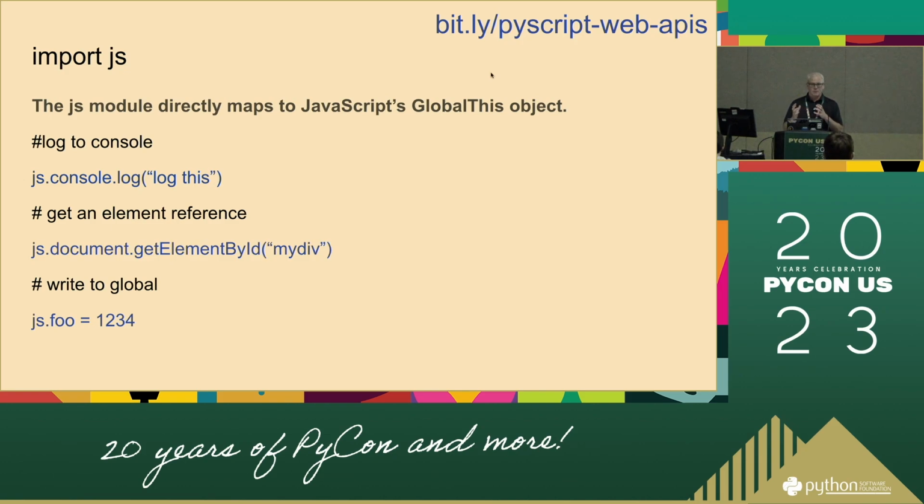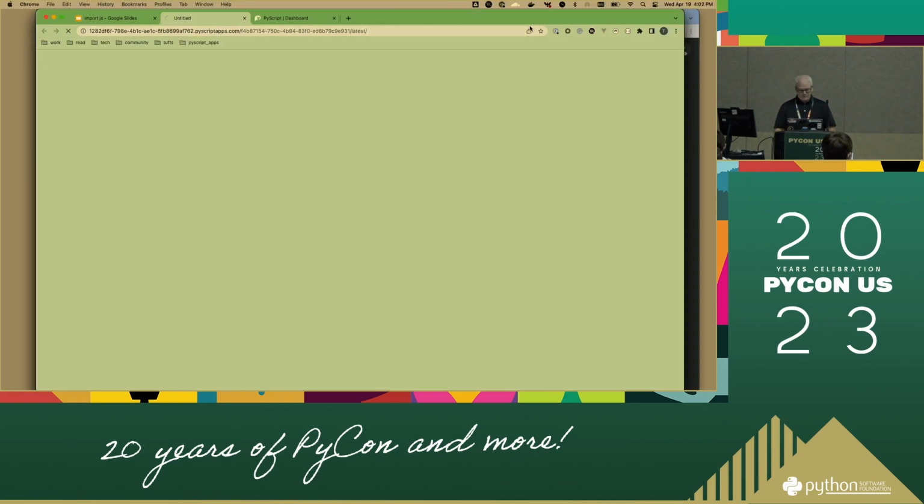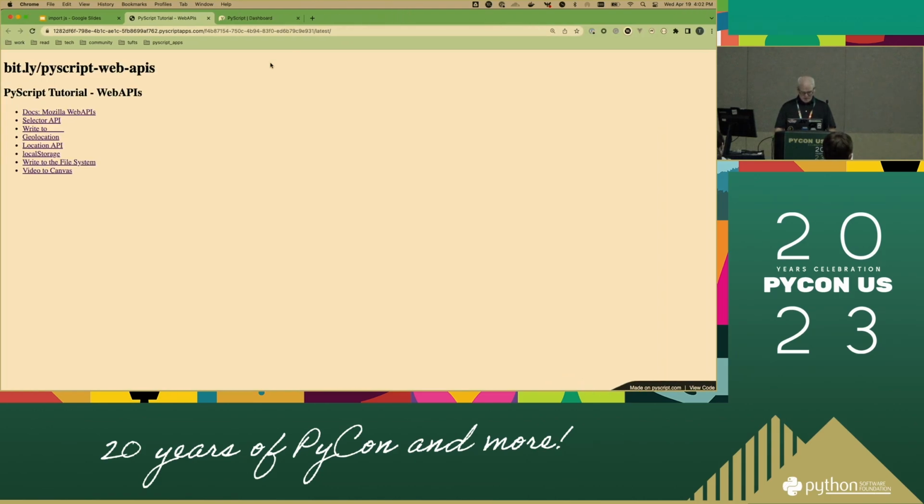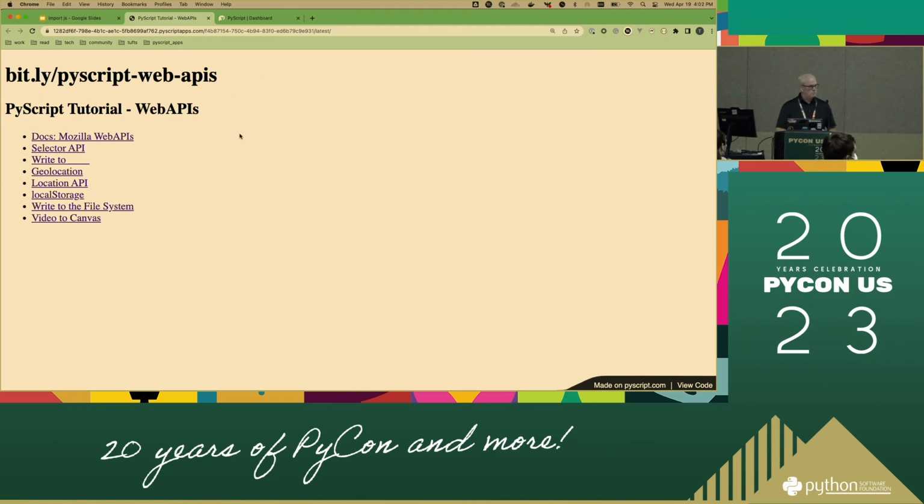And because of the way that the FFI was written, those objects are manipulatable in Python directly. And I'm going to show you a couple examples of that. So first thing I'm going to do, I'm going to open this URL. And I'm going to zoom in a bit.